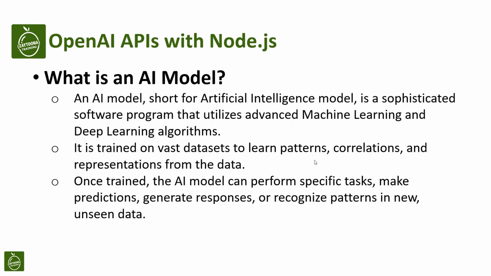So simply, an AI model is a program that has been shown a lot of data and figured out the relationships, the representations, the correlations between this data. Once this model has seen enough data, we say that this program or this model is now trained.